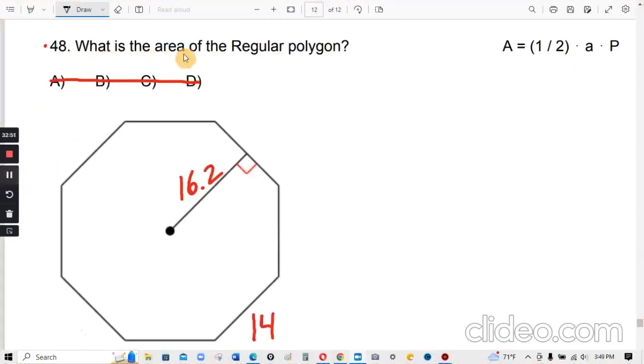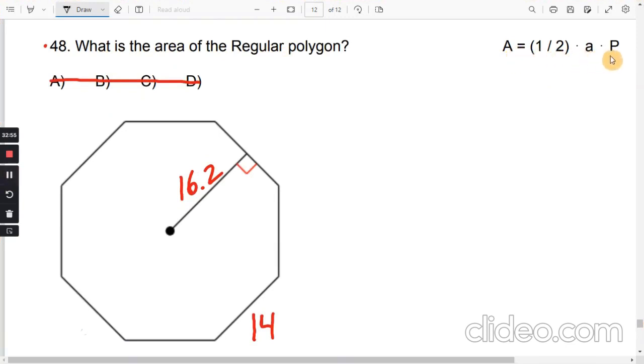All right, what is the area of the regular polygon? Area is 1/2 apothem times perimeter. Okay, this right here is your apothem. So we'll start with that. The area is going to be 1/2 times the apothem, which is 16.2.